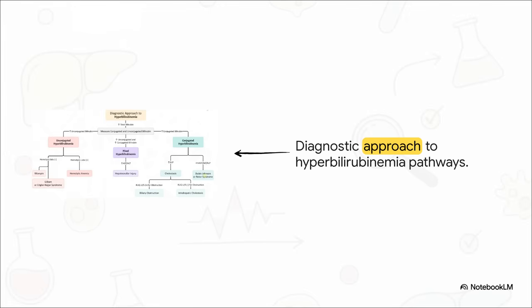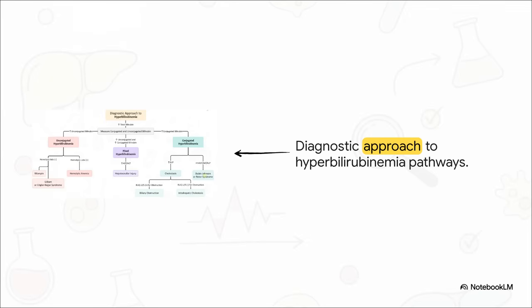Finally, let's follow the green pathway to the right. If only conjugated bilirubin is elevated, we check ALP. If ALP is elevated, it points to cholestasis, a blockage. An ultrasound of the right upper quadrant will tell us if it's an extrahepatic obstruction. If that's negative, it's intrahepatic cholestasis.